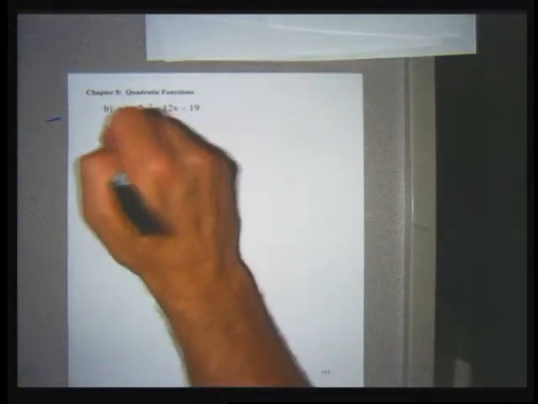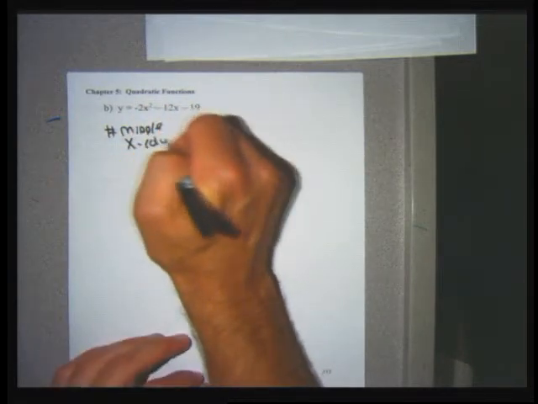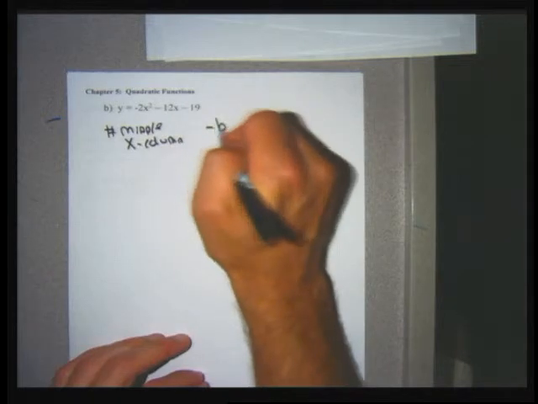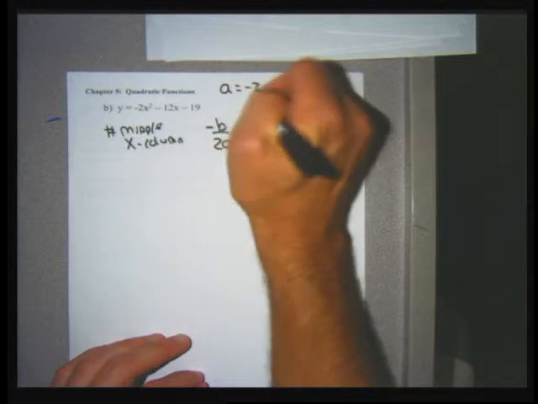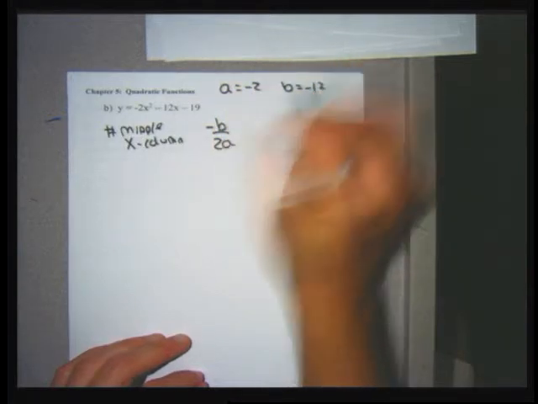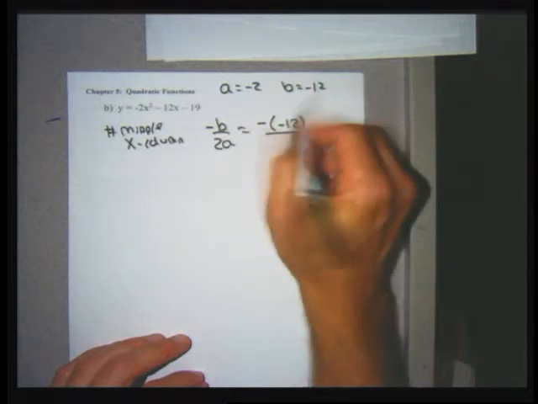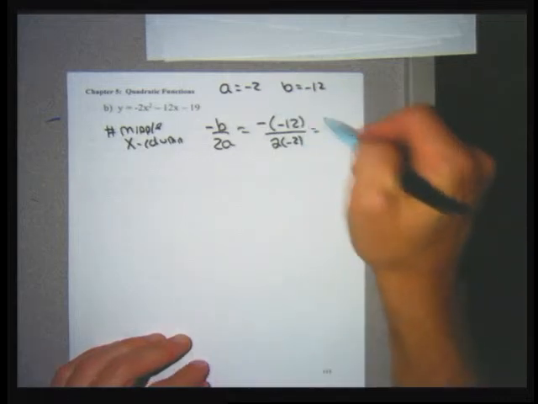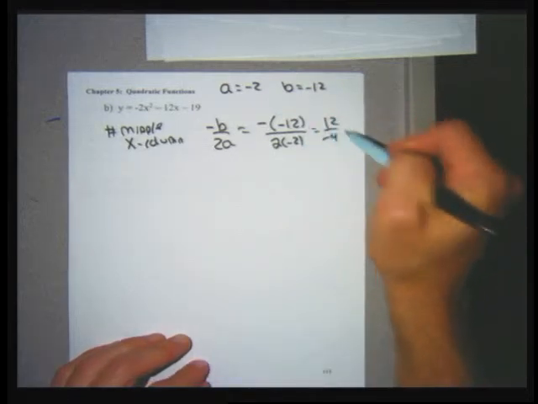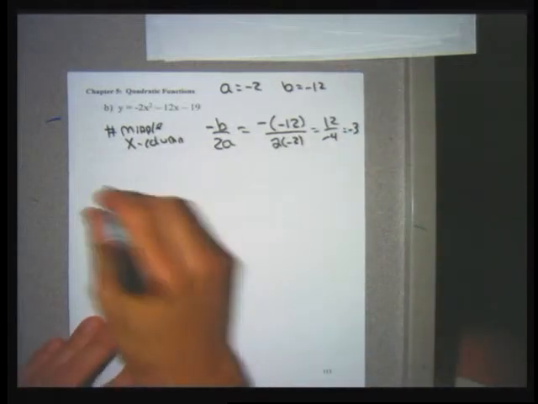6b, same sort of problem. So for the number in the middle of my x column, I'm going to use -b over 2a. And in this problem, a is -2 and b is -12. So I'm going to get -b, which is -12, and 2a is 2 times -2. This is going to give me a +12 over a -4, again a -3. Oh well, it is what it is.